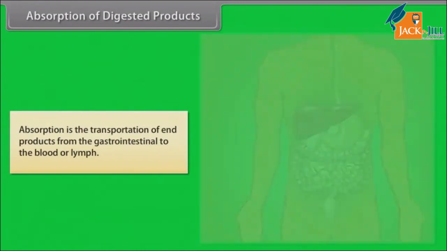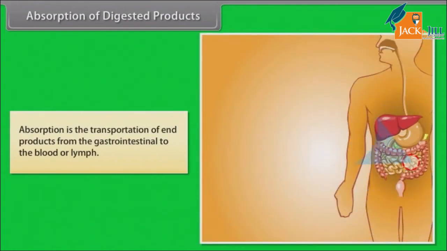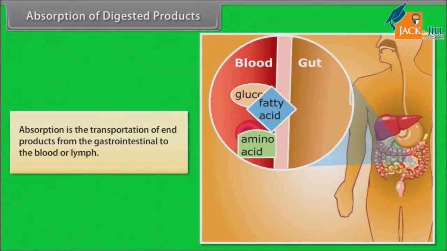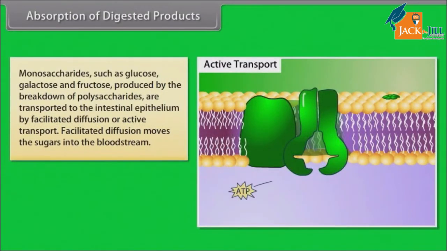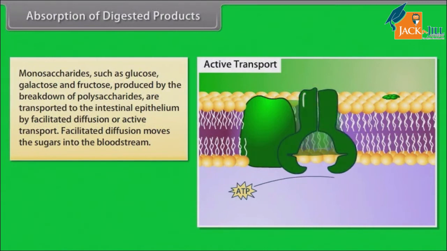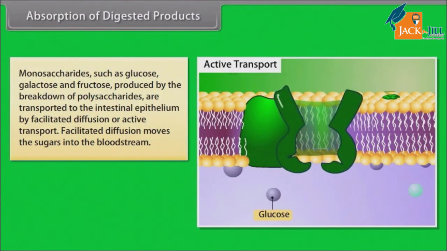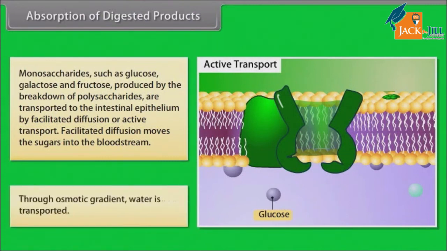Absorption of digested products. Absorption is the transportation of end products from the gastrointestinal to the blood or lymph. Monosaccharides such as glucose, galactose and fructose produced by the breakdown of polysaccharides are transported to the intestinal epithelium by facilitated diffusion or active transport. Facilitated diffusion moves the sugars into the bloodstream. Through osmotic gradient, water is transported.